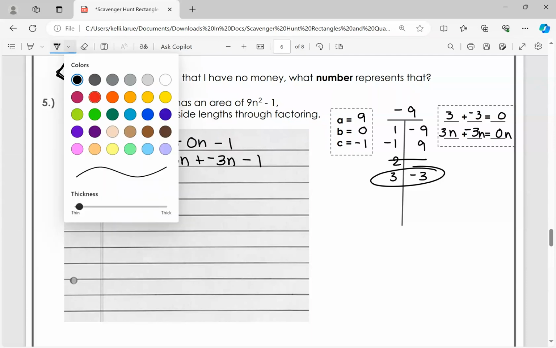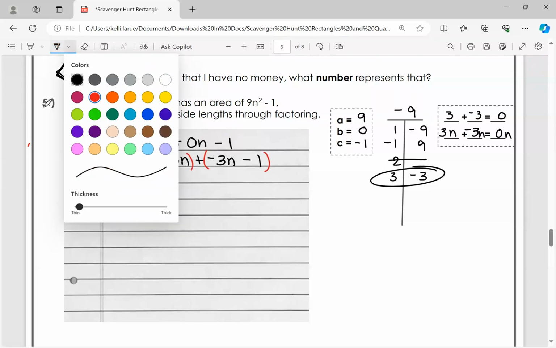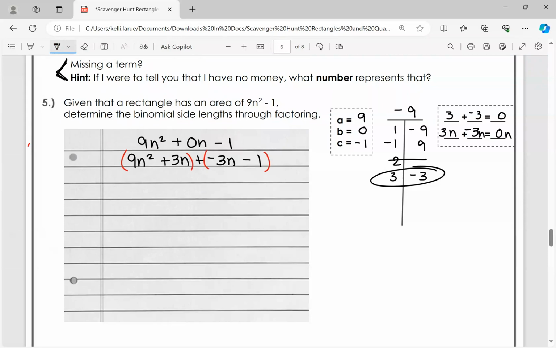We're going to group our first two terms, and we're going to group our last two terms, and we're going to pull out the greatest common factor between each group. For the first group, the GCF is 3n. For the second group, the greatest common factor is negative 1. And now you should be able to see that your groups are what is now in common.